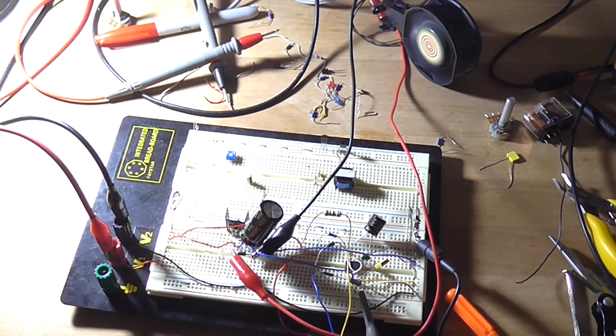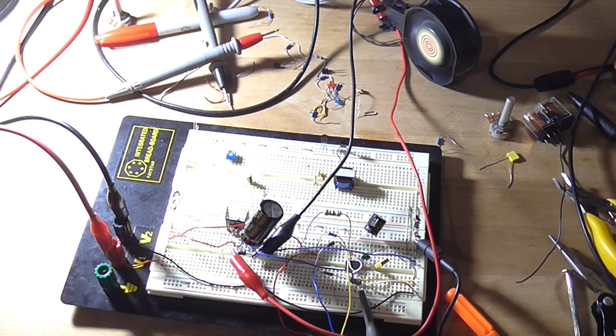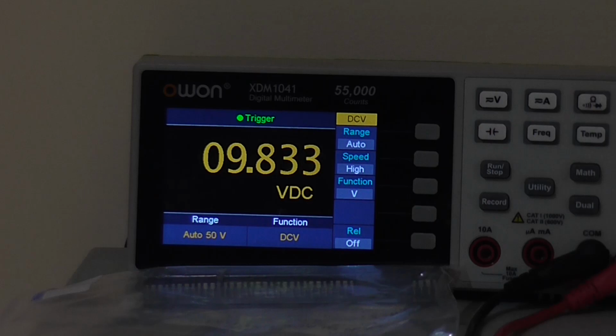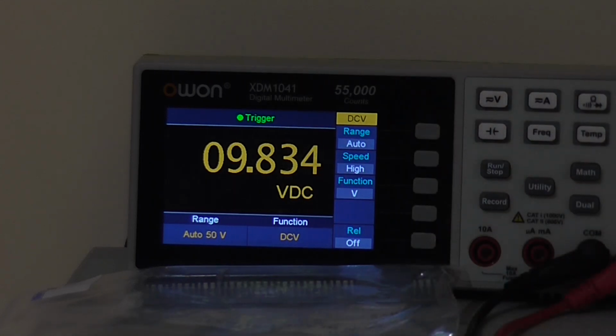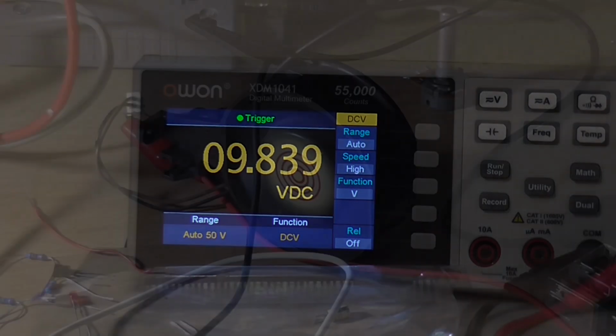So I think our output voltage is not quite the full 12 volts. Yeah, it's not. It's only about 9.8. So I think the transistor is being driven too hard. So I might want to put a resistor in between the base and the output of the IC.